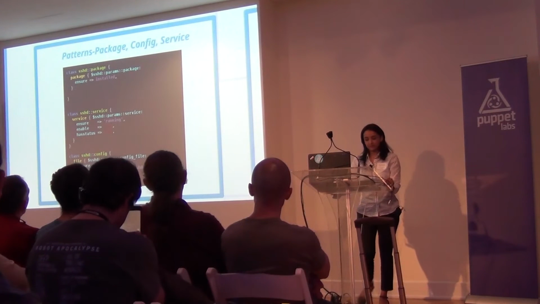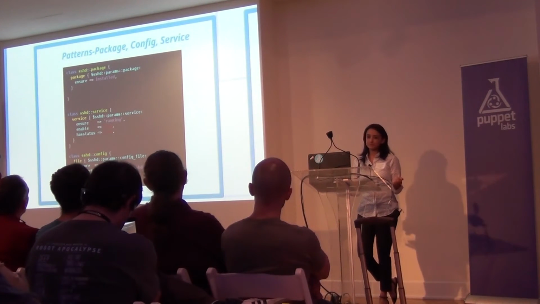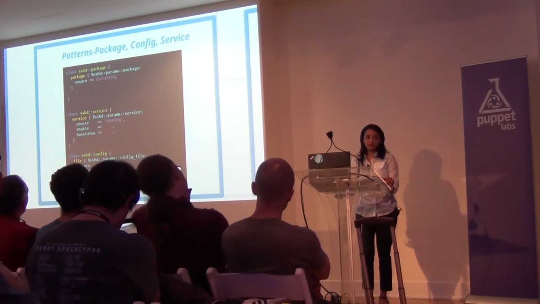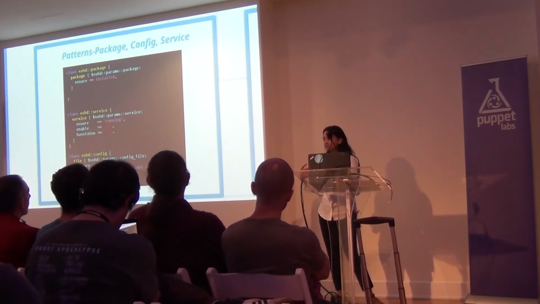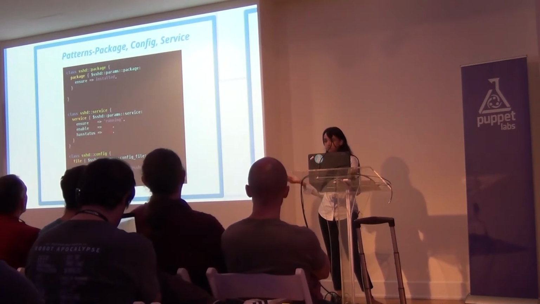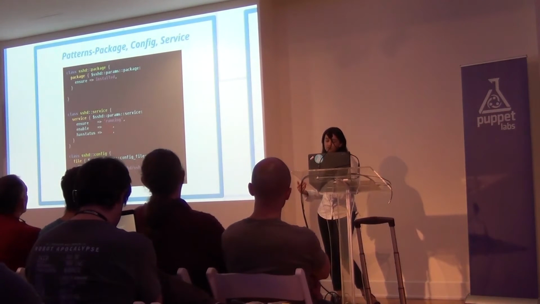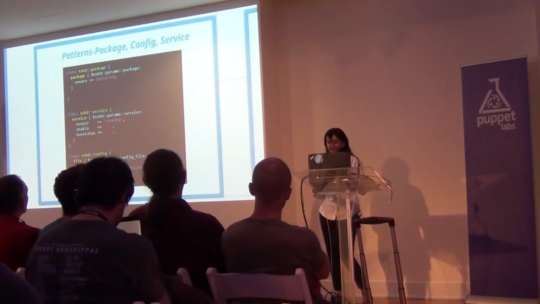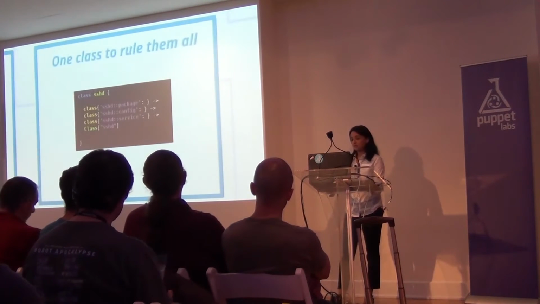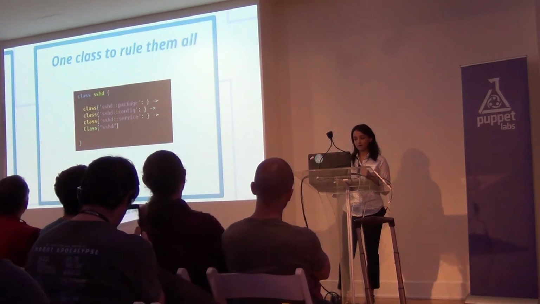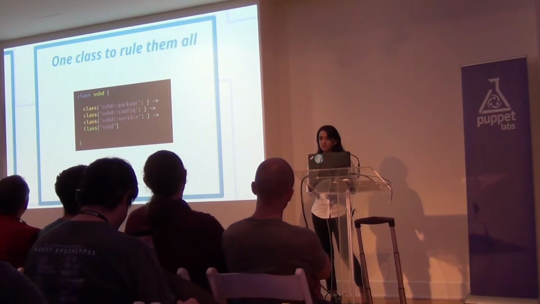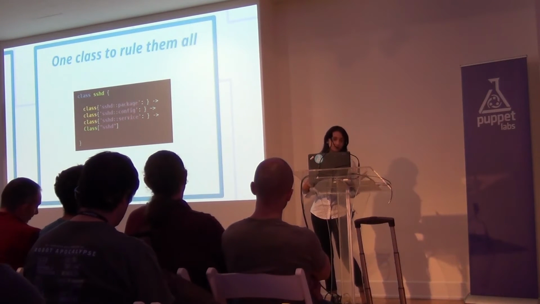We spoke about the params pattern. There's another commonly used pattern in modules which is called the package config service pattern, where you split your main class into 3 separate classes, one handling the package, one handling the service, and the other handling the file. And then you have one main class that binds them all together, that serves as an entry point to your module. And this is where you inject dependencies, and you use something called an anchor pattern.